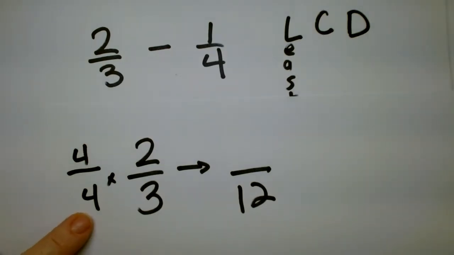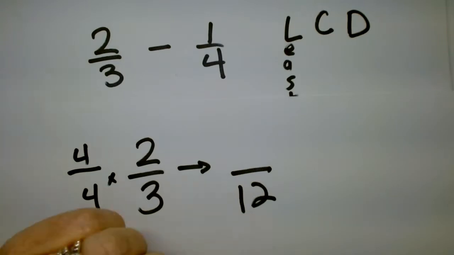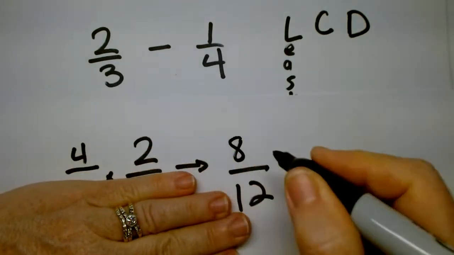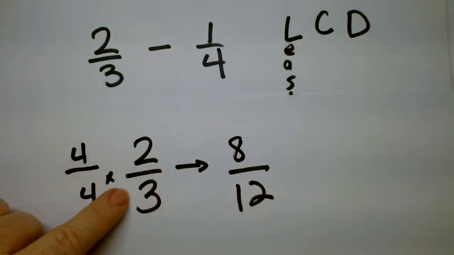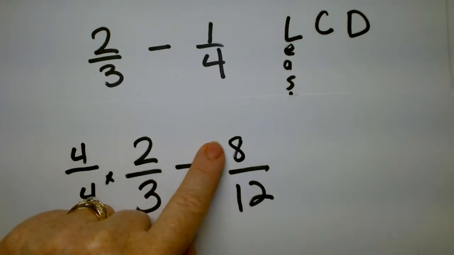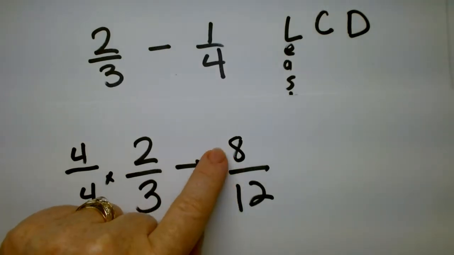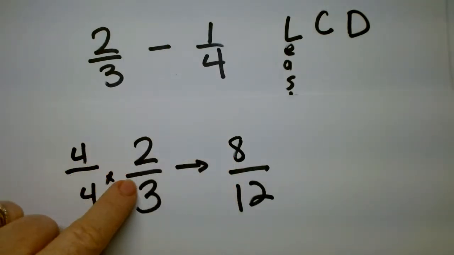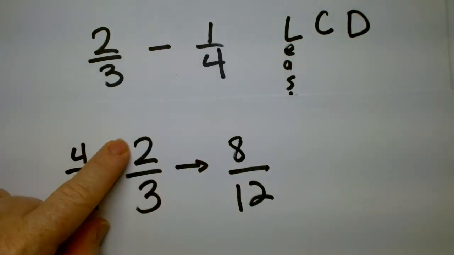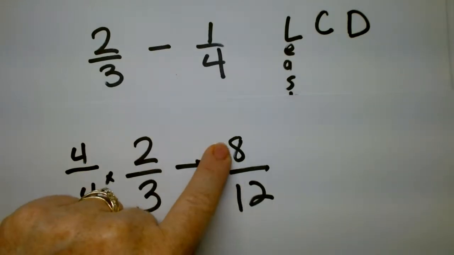So let's do it. 4 times 3 is 12. What is 4 times 2? 4 times 2 is 8. So we just scaled up the fraction 2/3 to be 8/12. You can see if I divide top and bottom by 4, I'm going to get 2/3. So 2/3 is the same as saying 8/12. Out of every 3 cookies, you eat 2. If there's 12 cookies, that means you ate 8.